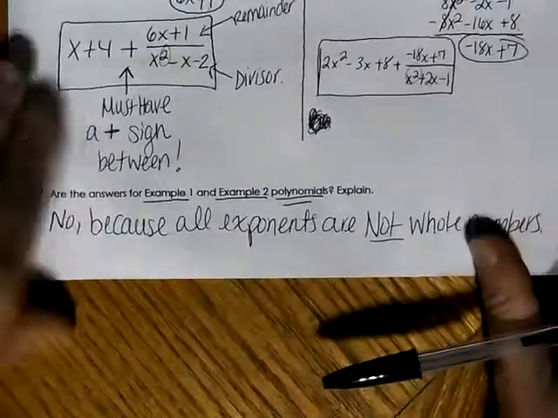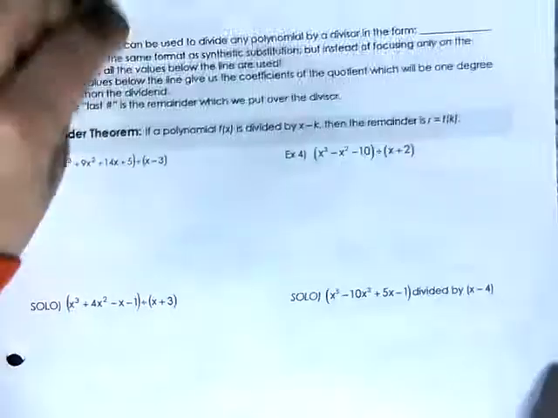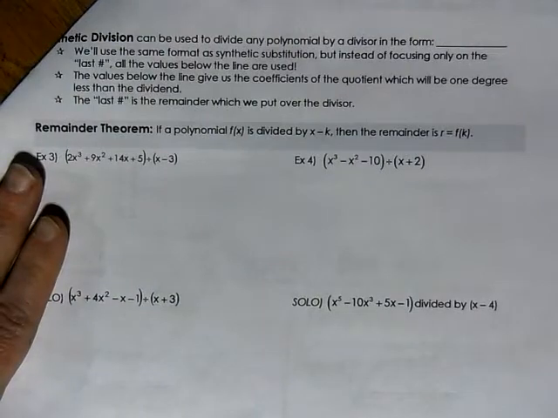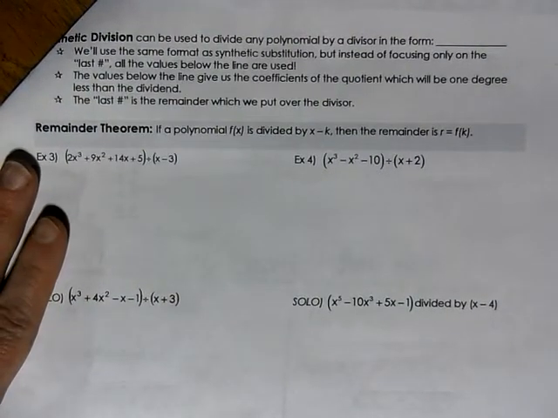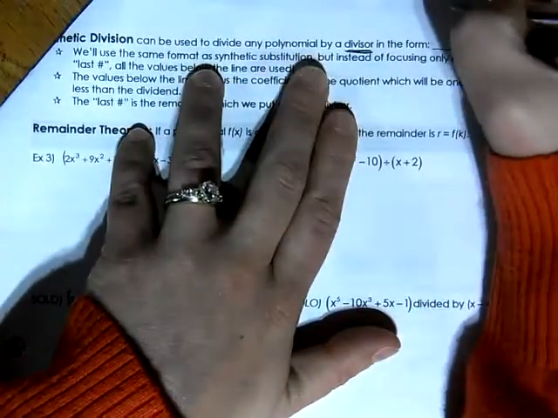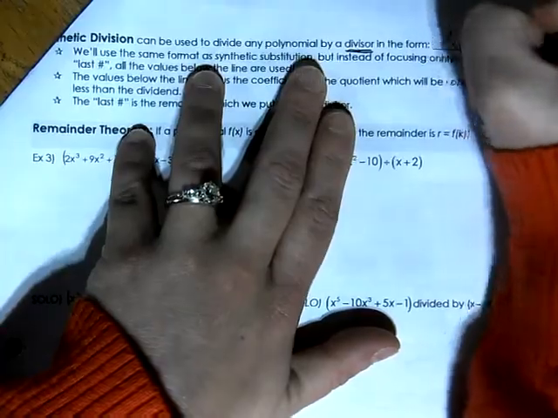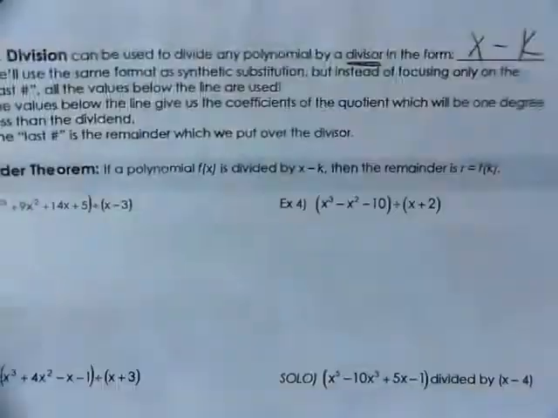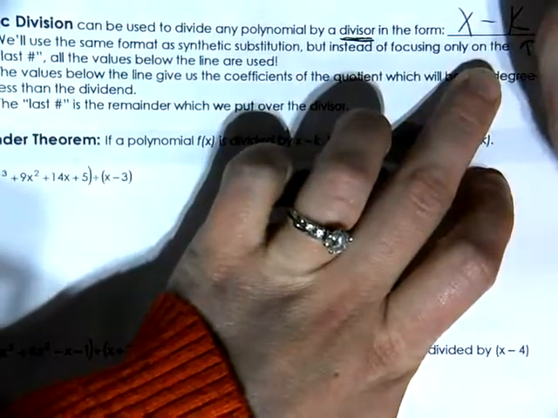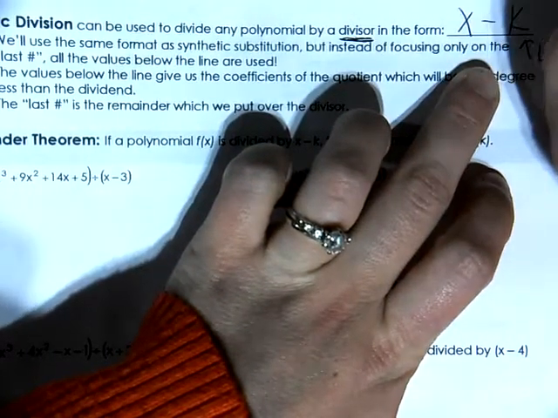Let's go ahead and move on to the next page. So that was long division, and now we're going to talk about synthetic division. So synthetic division can be used to divide any polynomial by a divisor if that divisor is in the form of x minus k. So it has to be a binomial, not just a binomial, a linear binomial.